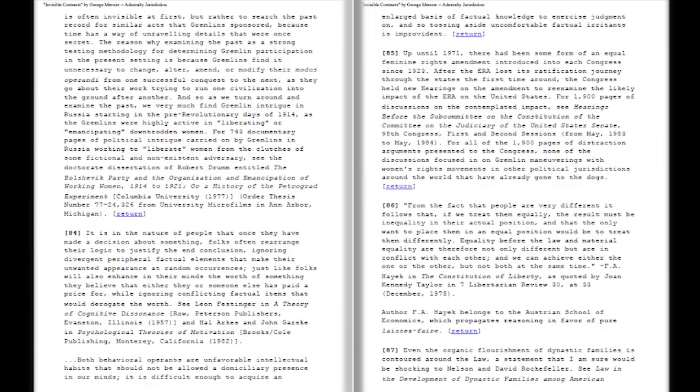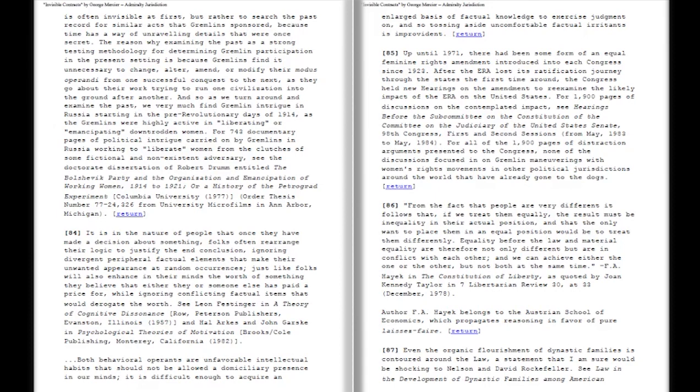Return. 85. Up until 1971, there had been some form of an equal feminine rights amendment introduced into each Congress since 1923. After the ERA lost its ratification journey through the states the first time around, the Congress held new hearings on the amendment to re-examine the likely impact of the ERA on the United States. For 1,900 pages of discussions on the contemplated impact, see hearings before the Subcommittee on the Constitution of the Committee on the Judiciary of the United States Senate, 98th Congress, First and Second Sessions, from May, 1983 to May, 1984.